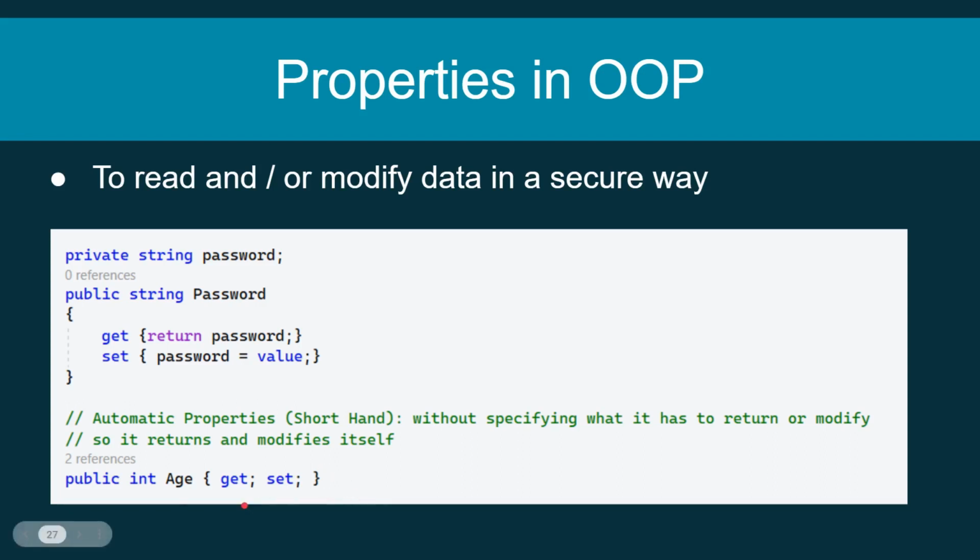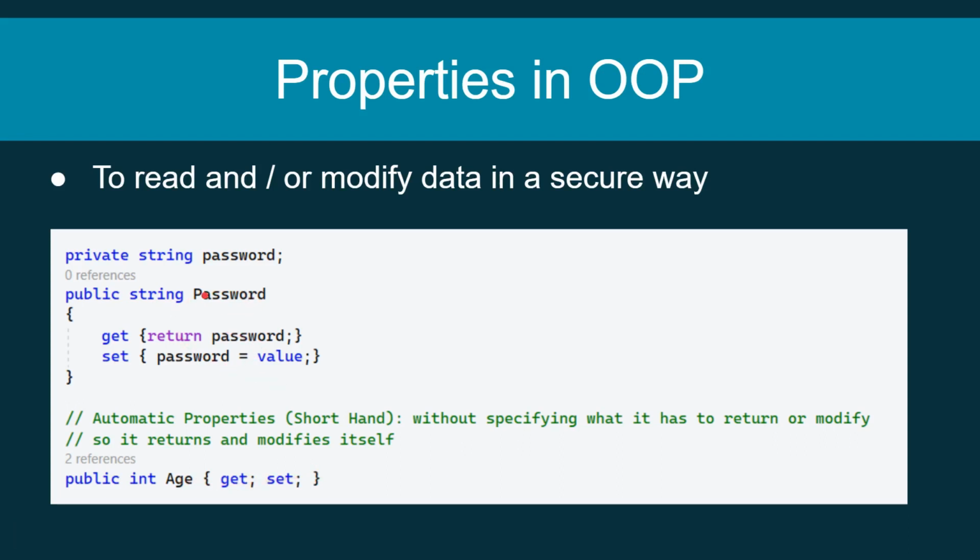And then you have automatic properties, which they also call shorthand, where in your property you do not specify what it should return and what it has to modify. Now we call it public int Age. So you can change the Age, the uppercase Age, and you can get the Age. You can directly modify the property itself.